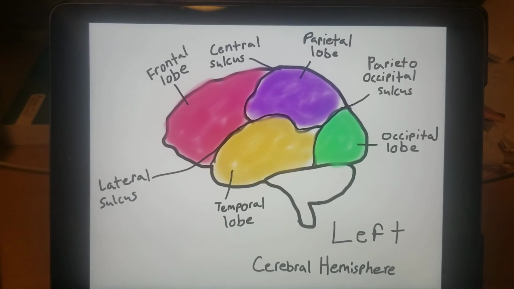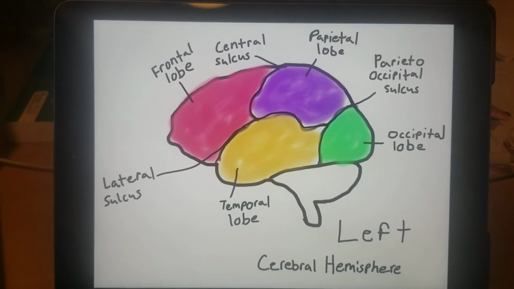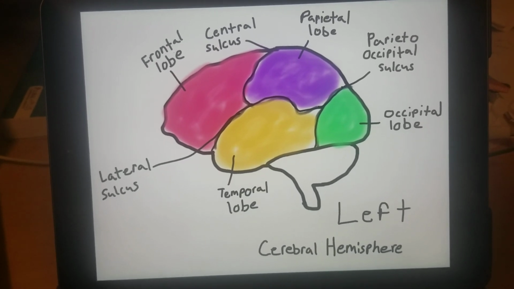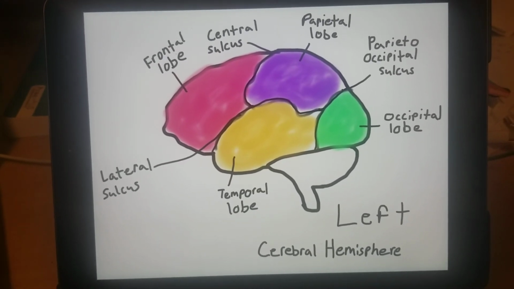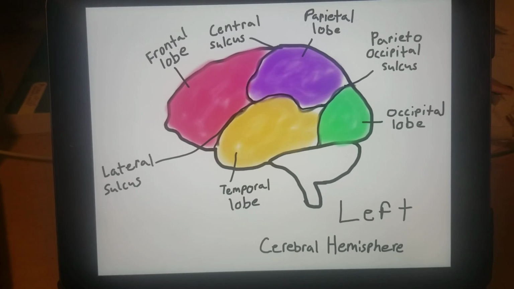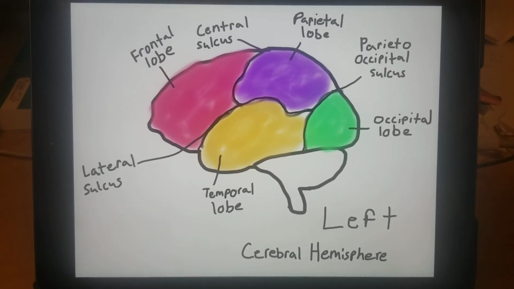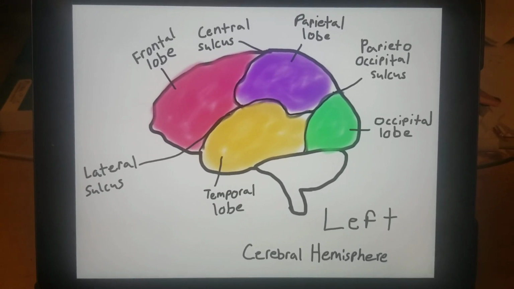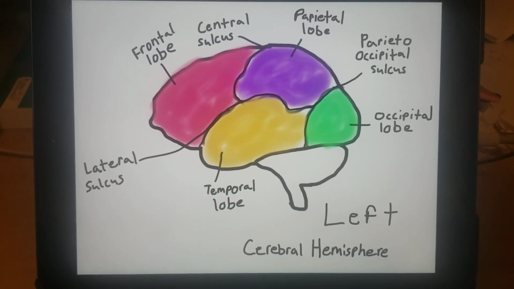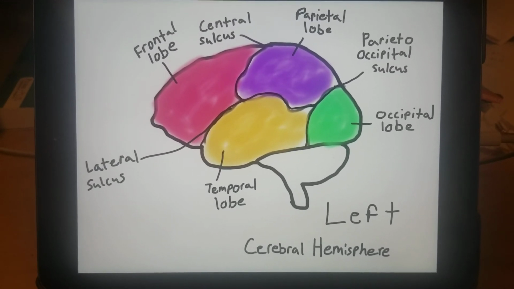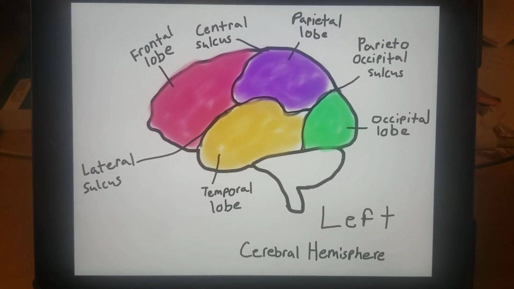The occipital lobe in the back in the green there again is in charge of our visual information, such as depth, color, object recognition, and facial recognition. Then the temporal lobe on the side in the yellow, this lobe is in charge of processing our auditory information, so all of the sounds coming in from our ears gets processed here. It is also in charge of our memory.